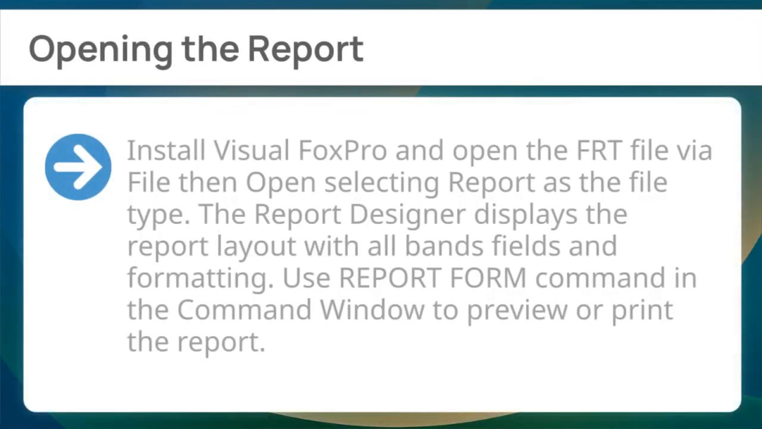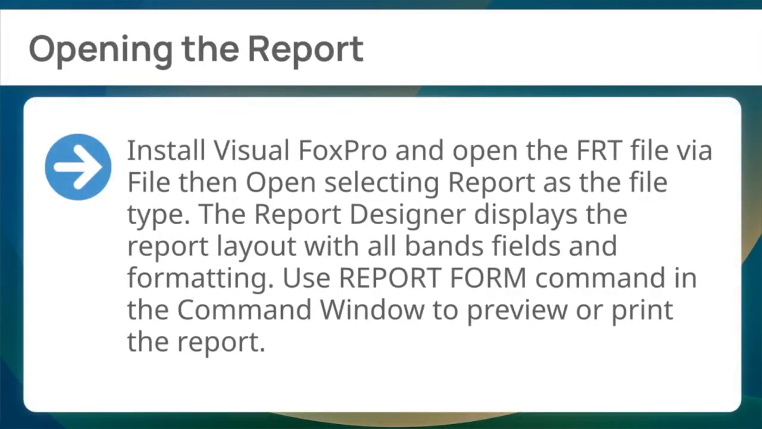First, opening the report. Install Visual FoxPro and open the FRT file via File, then Open, selecting Report as the file type. The report designer displays the report layout with all bands, fields, and formatting. Use the Report Form command in the command window to preview or print the report.